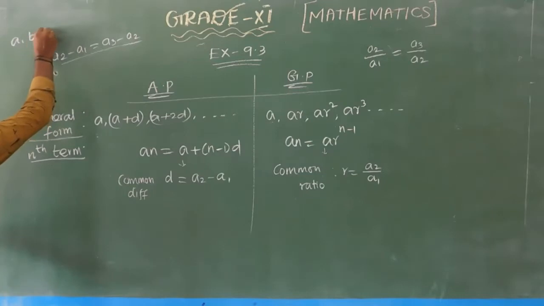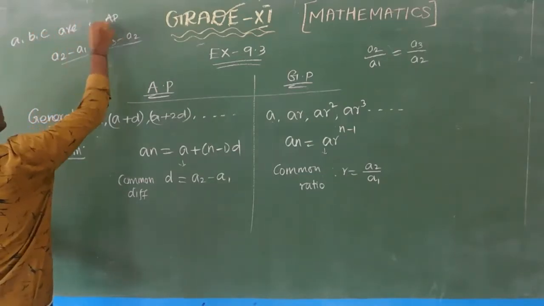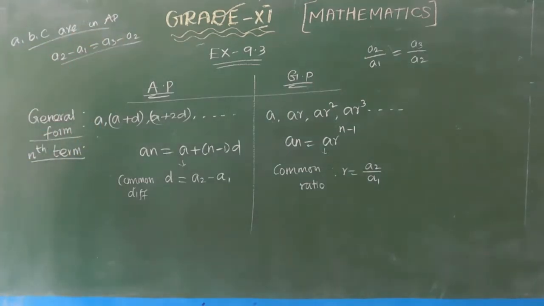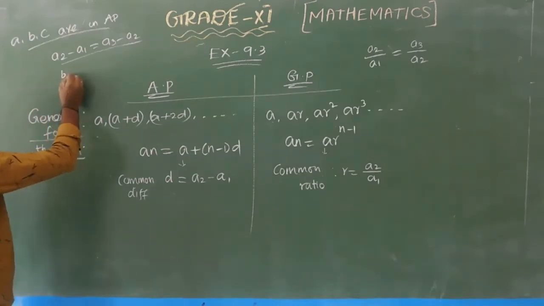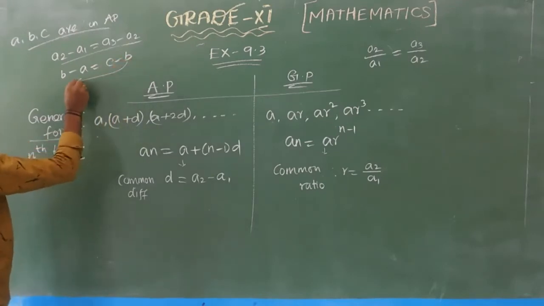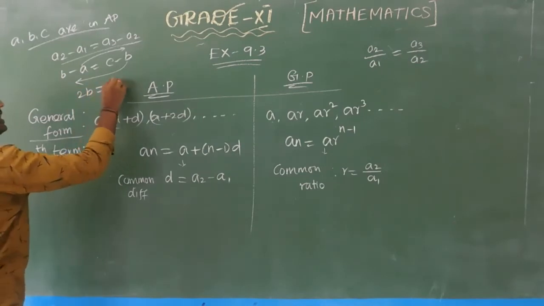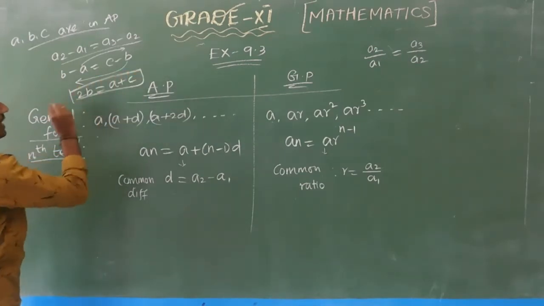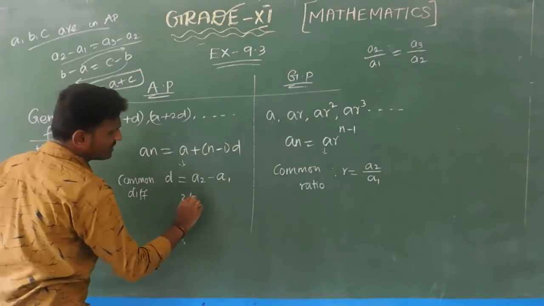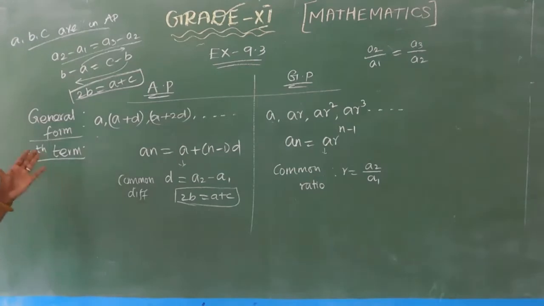Suppose I give you one sequence, a, b, c, in AP. You want to check that a2 minus a1 equals a3 minus a2. Here a2 is b, so b minus a equals c minus b. Moving minus b to one side and minus a to the other side, we get 2b equal to a plus c. This concept you have already used in some places in your previous exam.